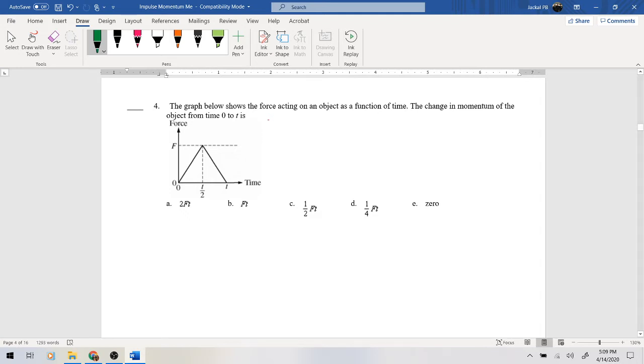So change in momentum, so the F-t graph is given, change in momentum is directly the area underneath. It's a triangle. F is the height, t is the base, divided by 2. That's your answer.